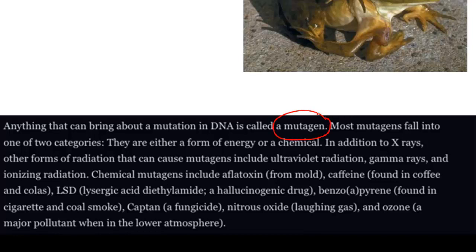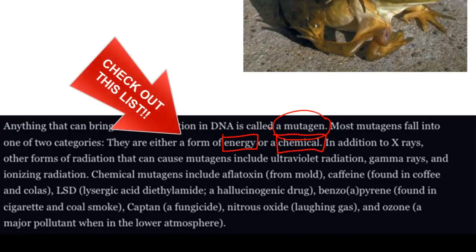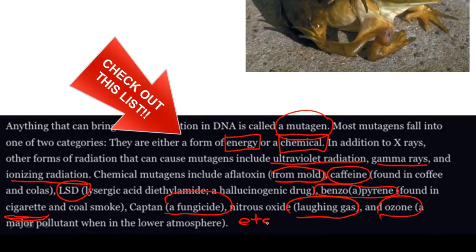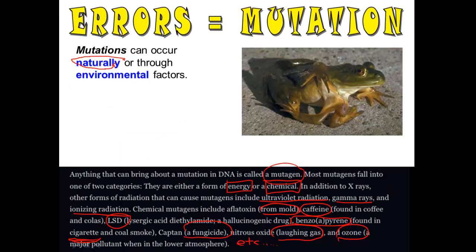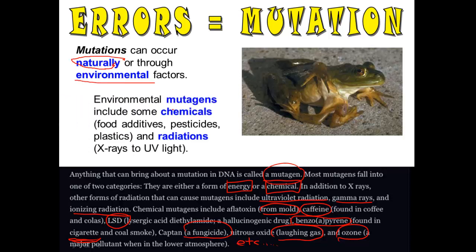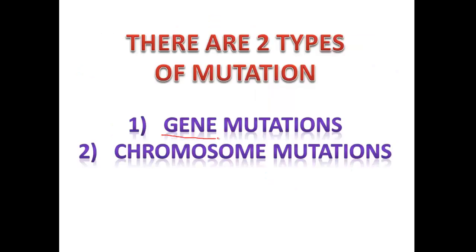Now, mutations are caused by mutagens, and mutagens can be a type of energy, like an X-ray, or a type of chemical. And of course there's many others which we'll talk all about in the cancer unit. So mutations can occur naturally just by a common mistake that's made in DNA replication, or the environment can cause it. Some other things are foods, plastics, pesticides.